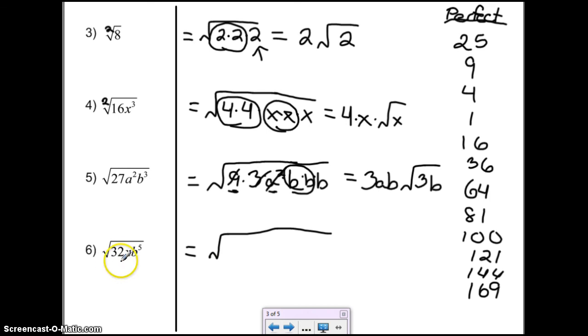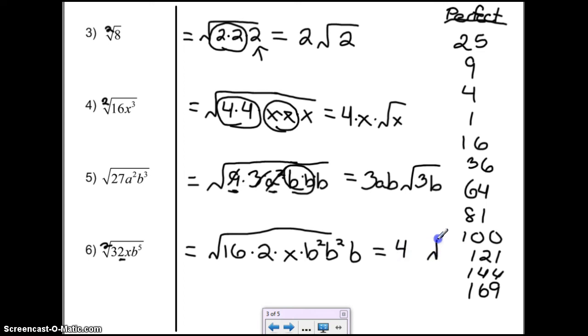32, let's see, half of 32, I know it's an even number, so half of 32 is 16, so 16 times 2 makes 32. I have 1x, won't be able to do anything with that, and then I have 5 b's. Instead of writing out all 5, I'm going to write them in pairs of 2, because I still have this index of 2 here. So I have a b squared, that's 2 b's, another b squared is 4 b's, I'm supposed to have 5. There we go. So let's see, square root of 16, that's a perfect square, so that would be 4.